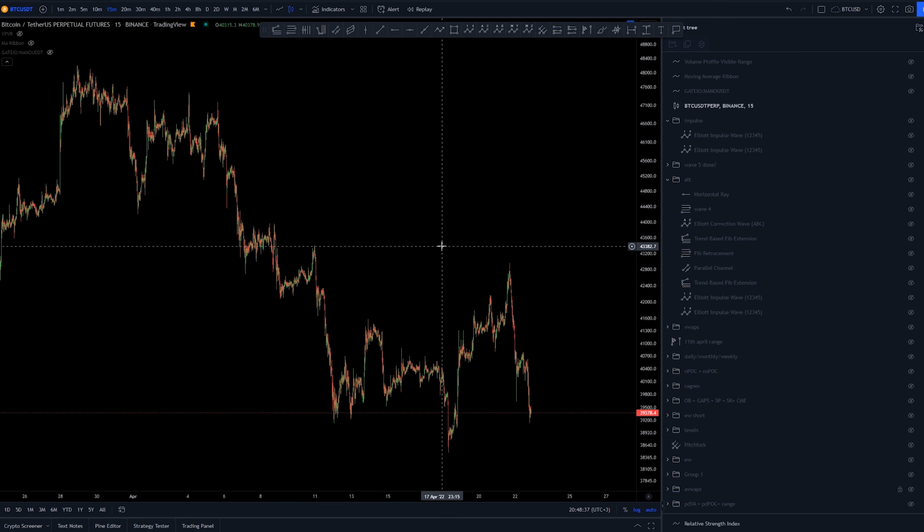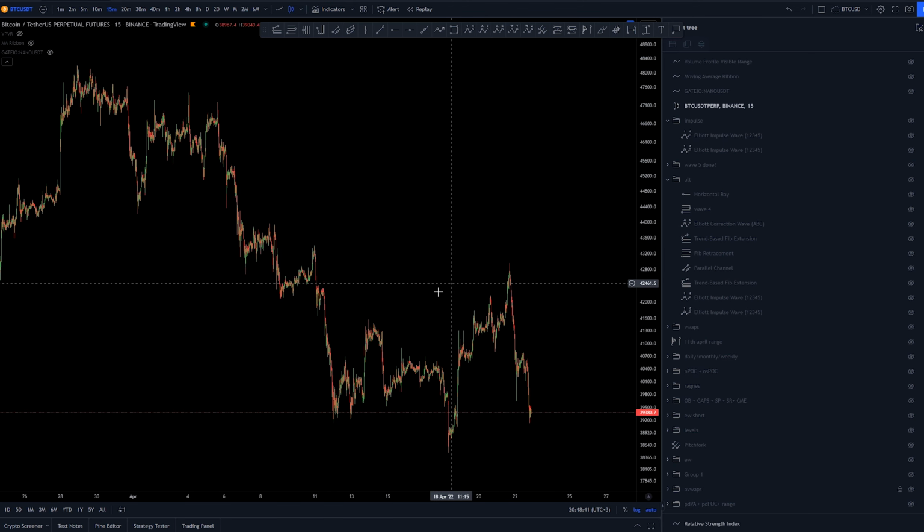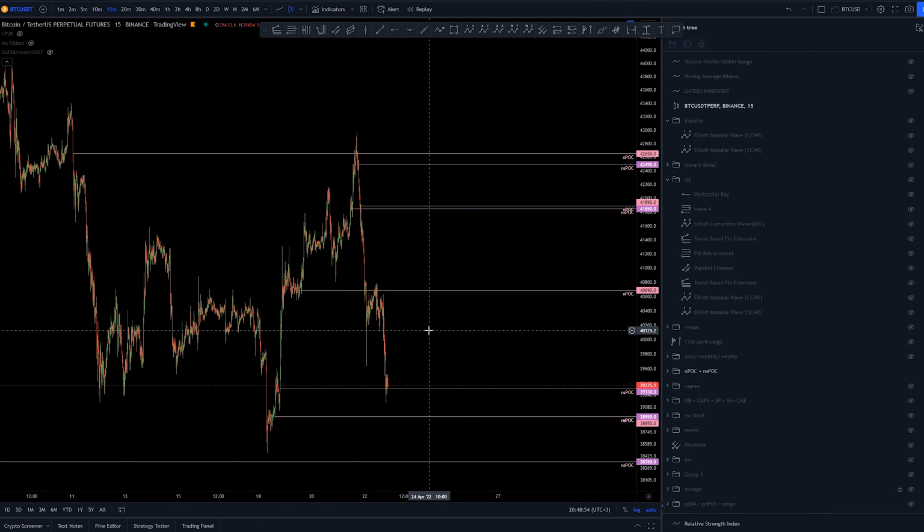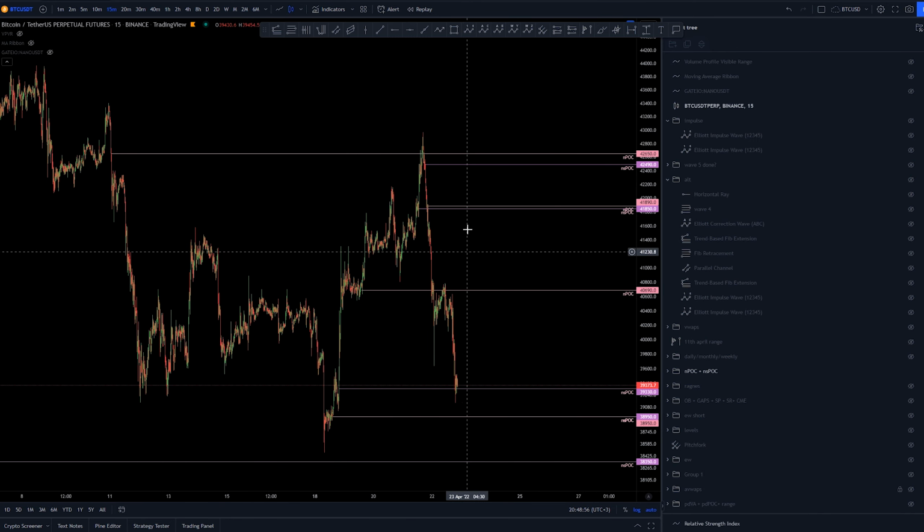Today I'm going to show you a couple of different Elliott Wave counts and what has been happening here in the last couple of days. So let's get some levels up in here. These are, again, naked points of control. We can check these out later.